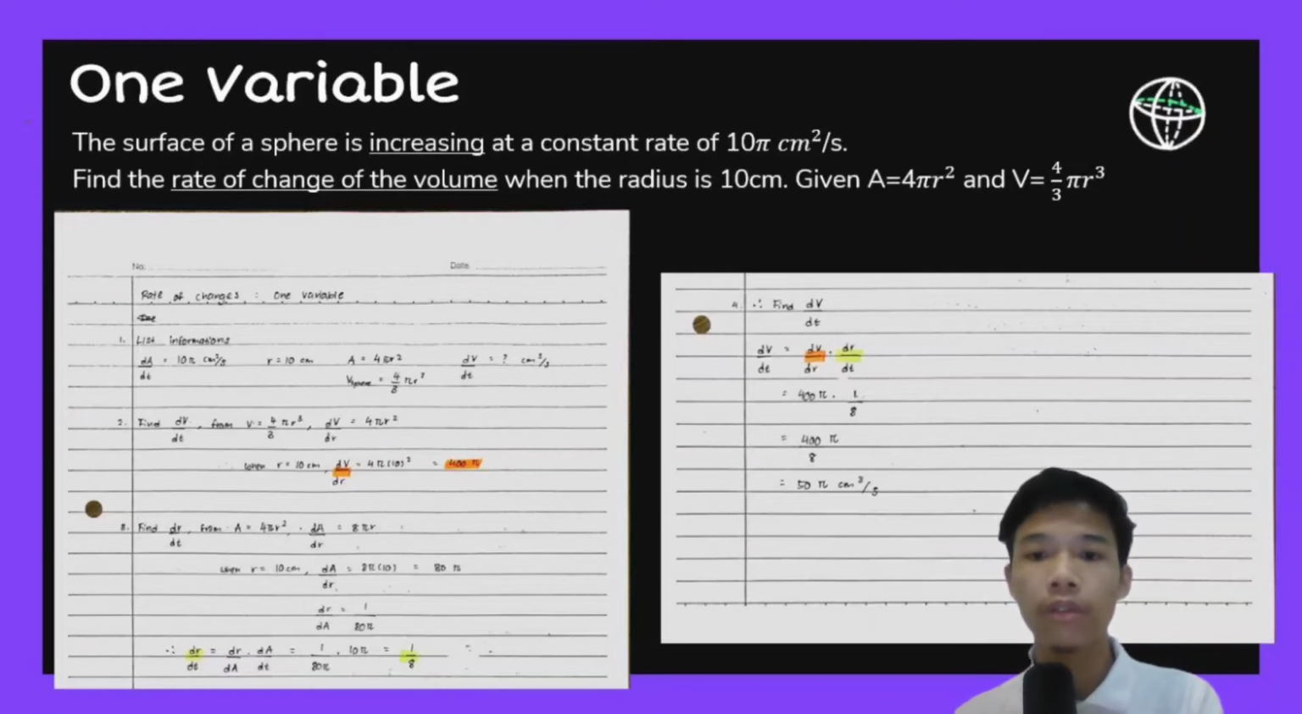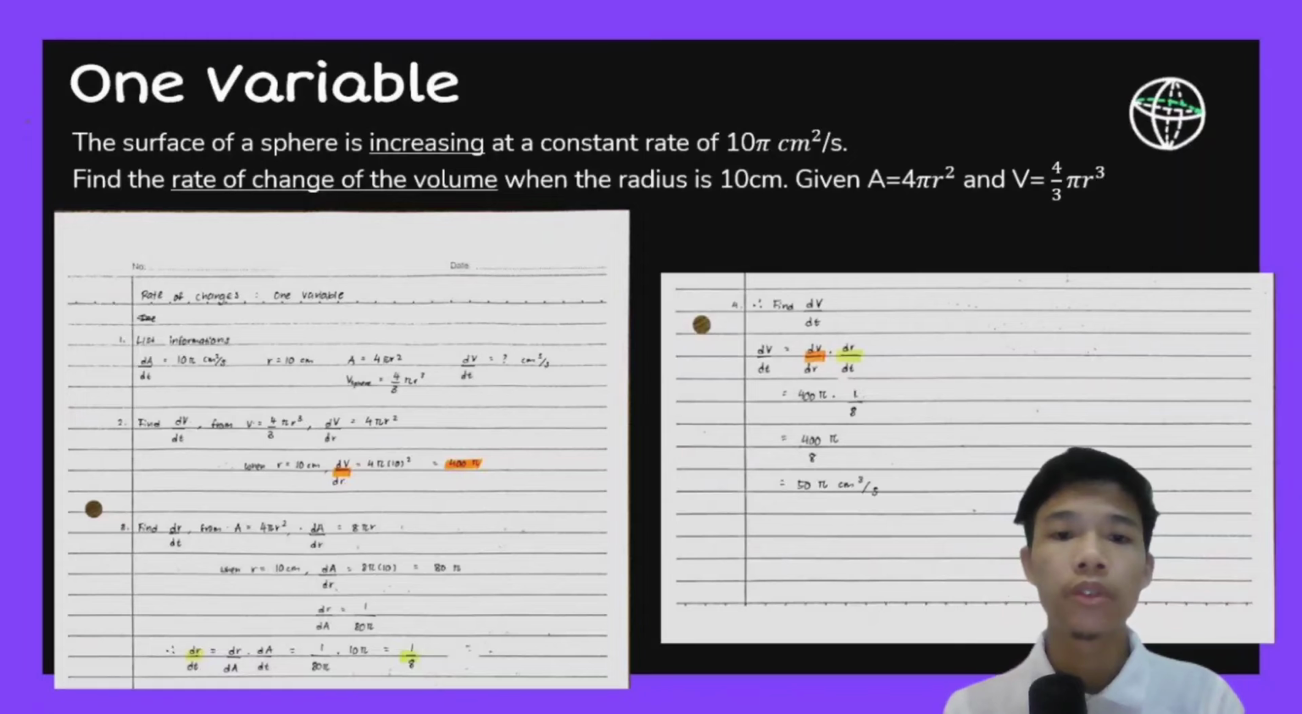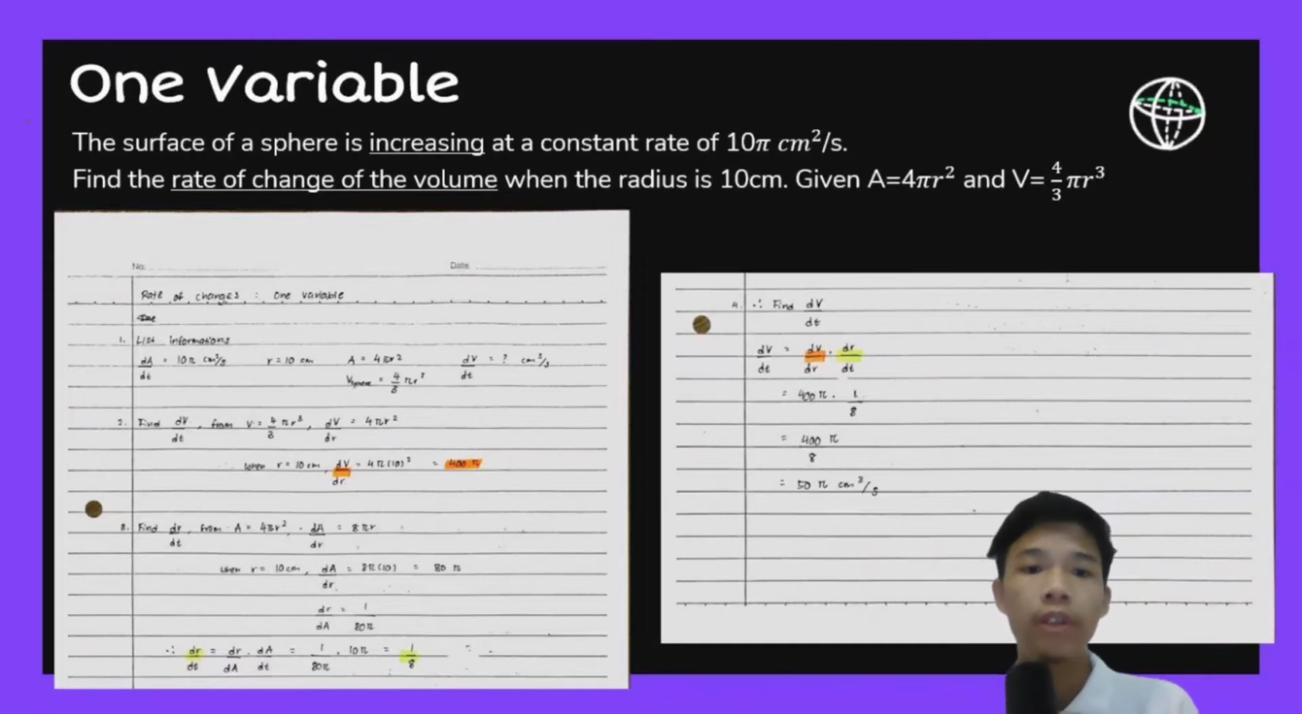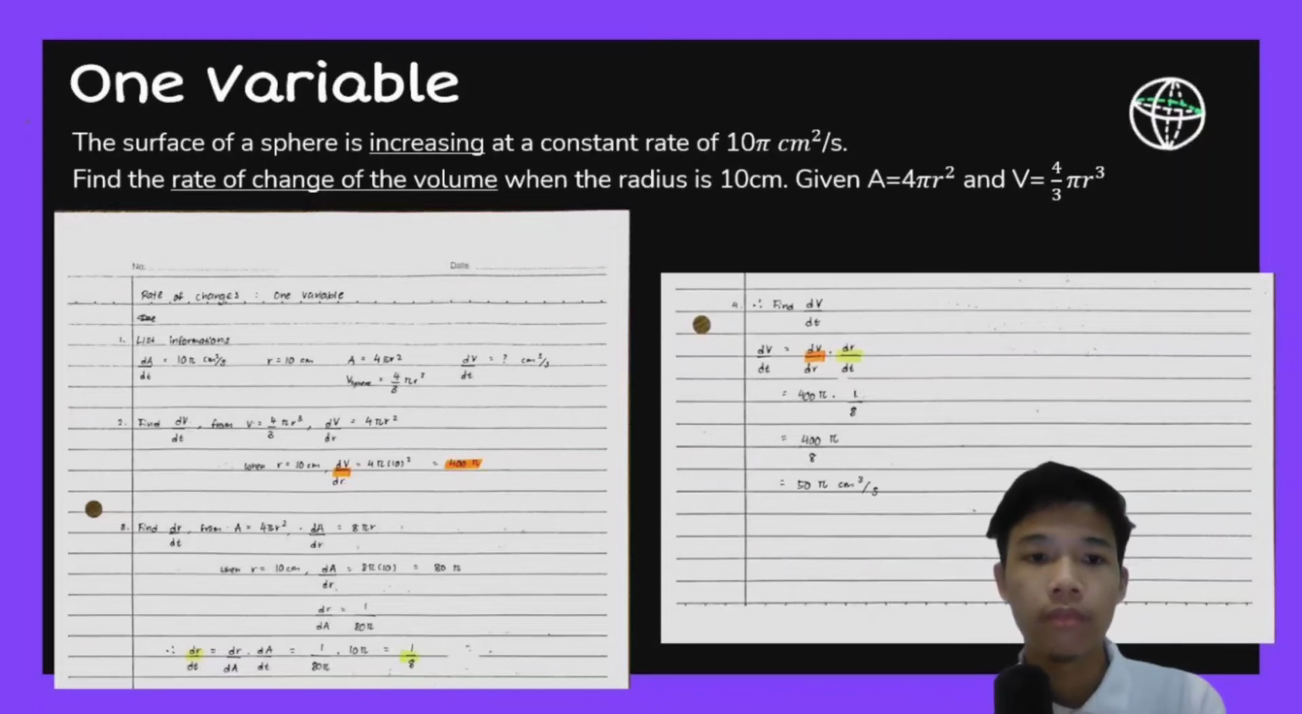The formula for dV over dt is dV over dr times dr over dt. So the first step is to list all the information. The second step is to find dV over dr. So from the formula V, 4 over 3 pi r cubed, the differentiation for that equation is 4 pi r square. And when we substitute r is equals to 10, we get 400 pi. So that's the first part that we need to find.